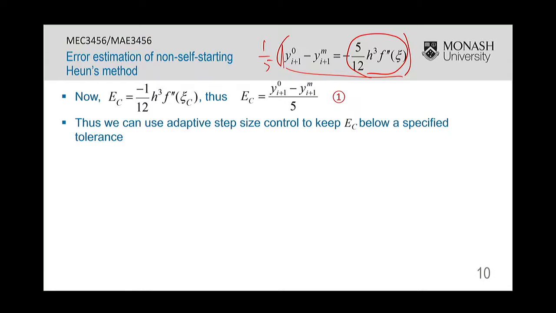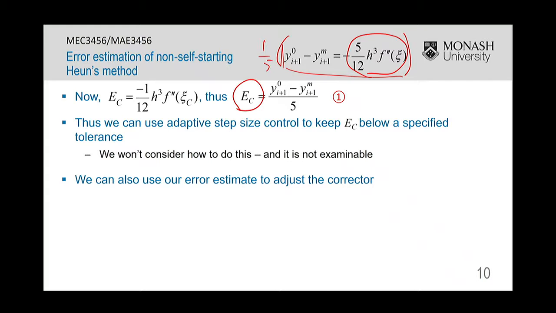The first point about this is we can use adaptive step size control to keep this error, E_C, below some kind of specified tolerance. So we have an estimate for the error, we can see whether it's acceptable or not. We're not going to consider how to do this here, and it is not examinable.